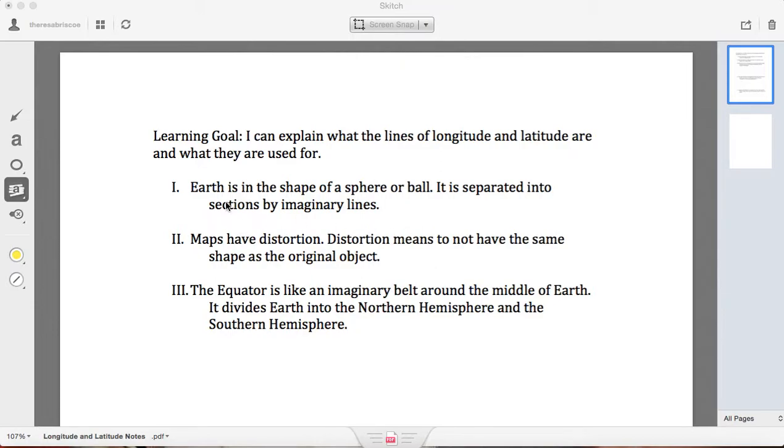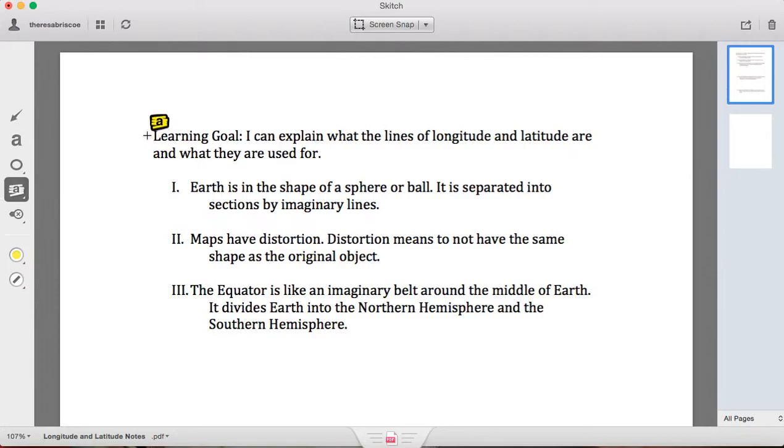Our learning goal for today, I'm going to go ahead and highlight it here. I'm using the program Sketch, which you can use, or Notes, whatever you're comfortable with using when editing a PDF. You could also print out these notes and just write on them, whatever you're more comfortable with. So let's go ahead and highlight our learning goal, and I'm going to make it a little bit thicker.